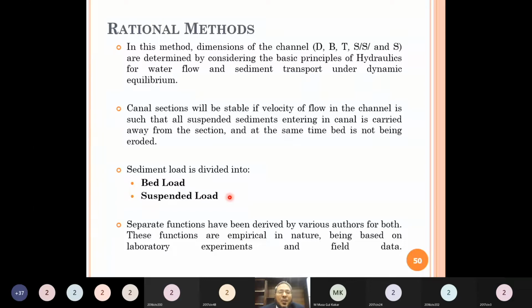Whereas the other is suspended load. Suspended load means those sediment particles which are in suspension due to sufficient turbulence, and if we add both the bed load and the suspended load, then we can get the total sediment load which is moving in a channel or in a stream at a particular section. Is it okay? Yes, sir.